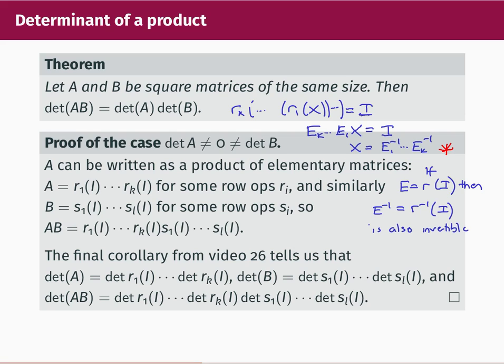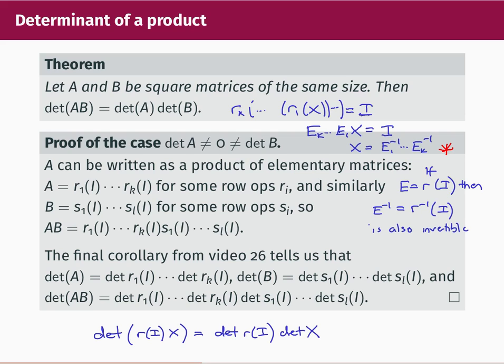But we already know the multiplicative property for left multiplication by an elementary matrix. That was the final corollary from video 26. It told us that the determinant of an elementary matrix R of I times an arbitrary matrix, which I'll call X here, was equal to the determinant of the elementary matrix multiplied by the determinant of the other matrix X.